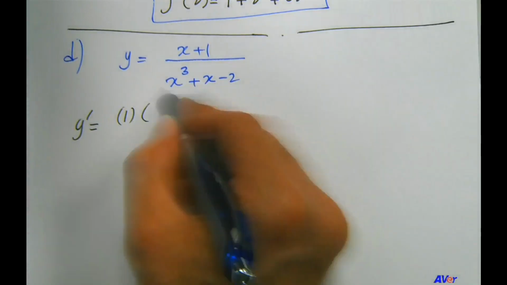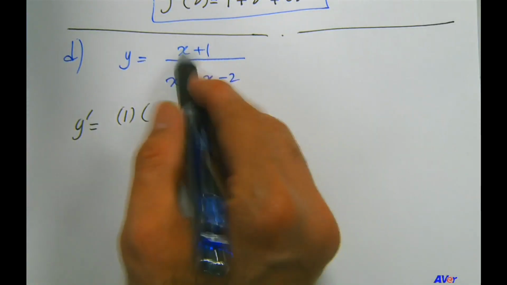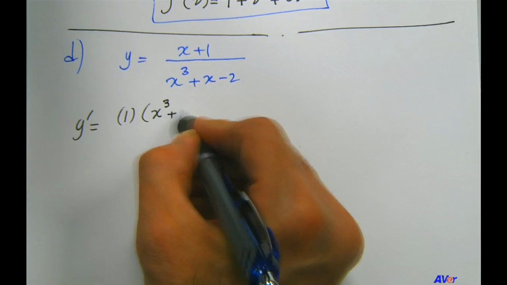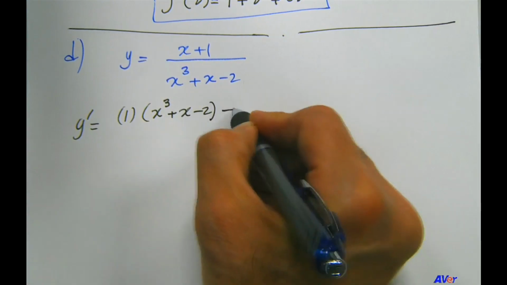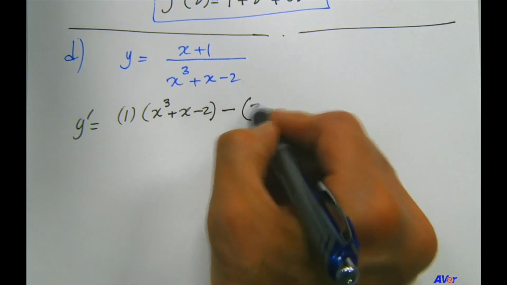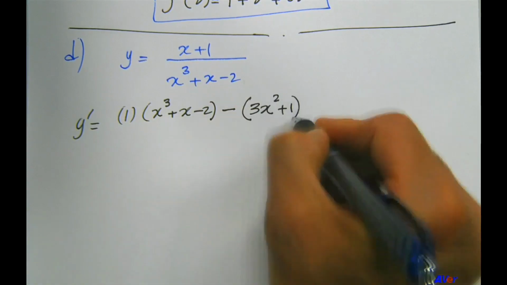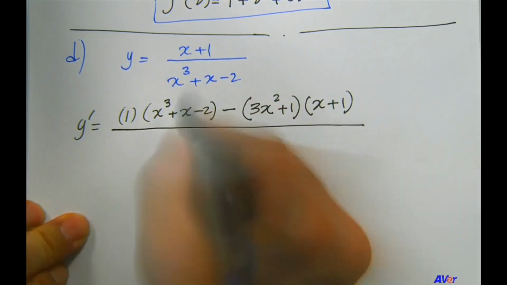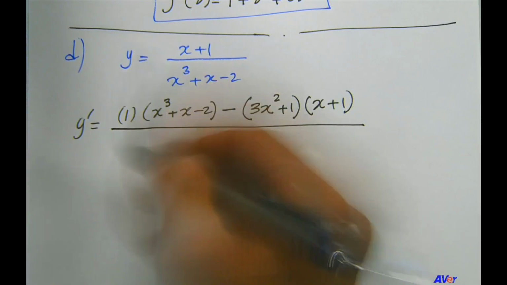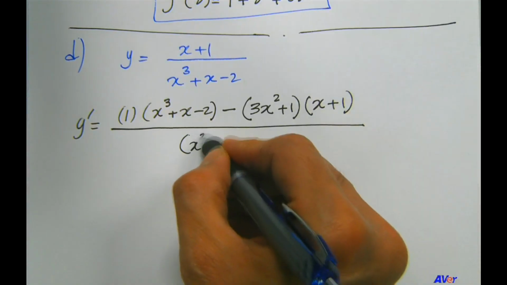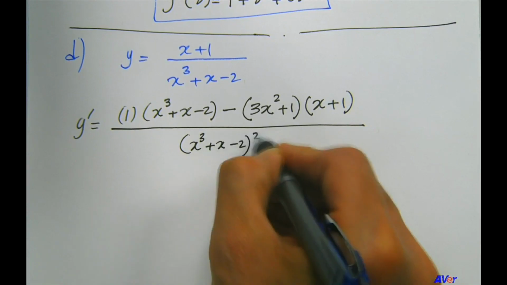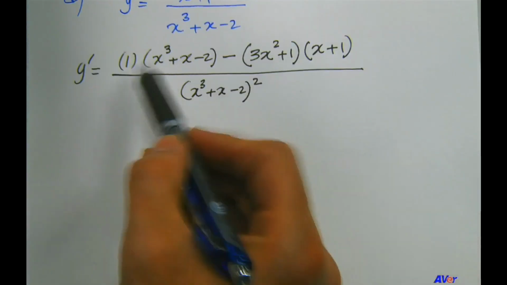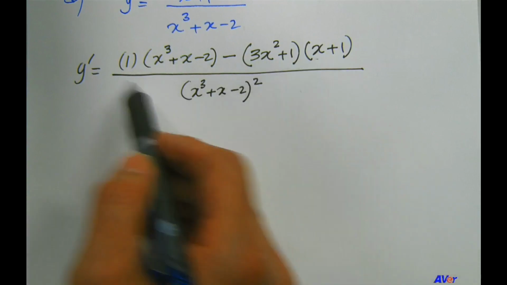Times the derivative of the numerator times the entire function in the denominator, so x cubed plus x minus 2, then minus the derivative of the function in the denominator, which would be 3x squared plus 1 times x plus 1, which is the function in the numerator, divided by all of that in the denominator squared, right? So it will be x cubed plus x minus 2 squared. So of course in the numerator we can do quite a bit to simplify. So let's do that. Let's distribute and then combine the like terms.